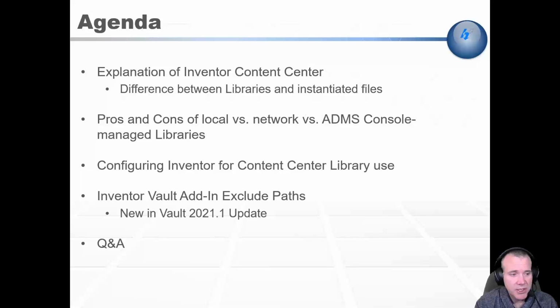And then we'll talk about something that's relatively new here within the last month or so, the update to Vault 2021, the first update, that adds some functionality that you may be tempted to use, maybe with Content Center files, but maybe isn't a great idea, and we'll talk about that too. So at least you know what it is and what the risks are.